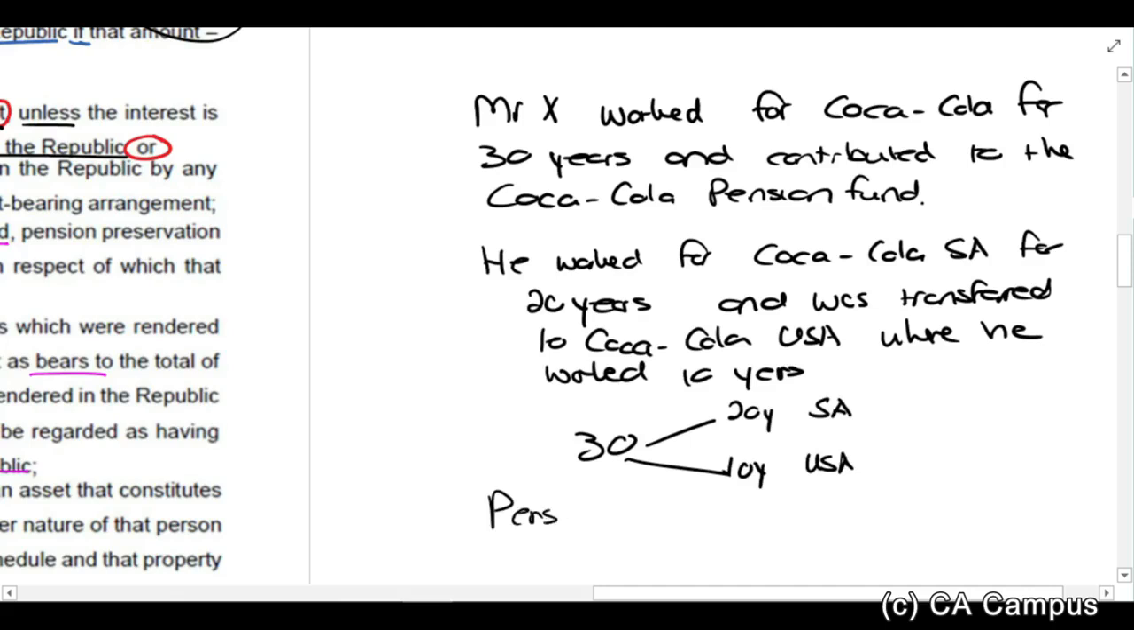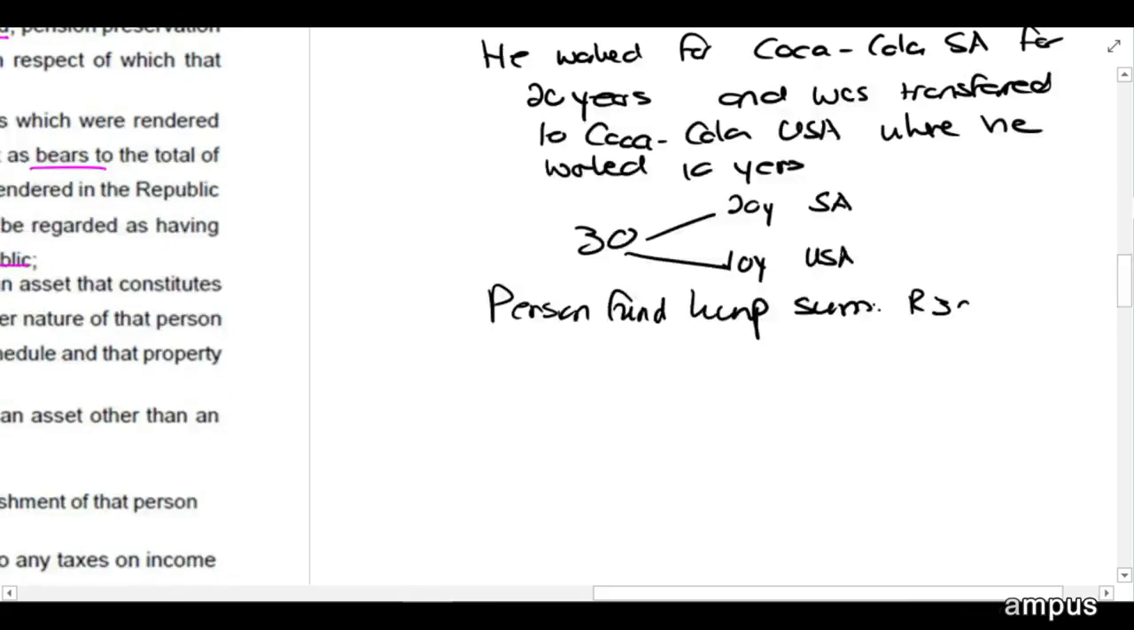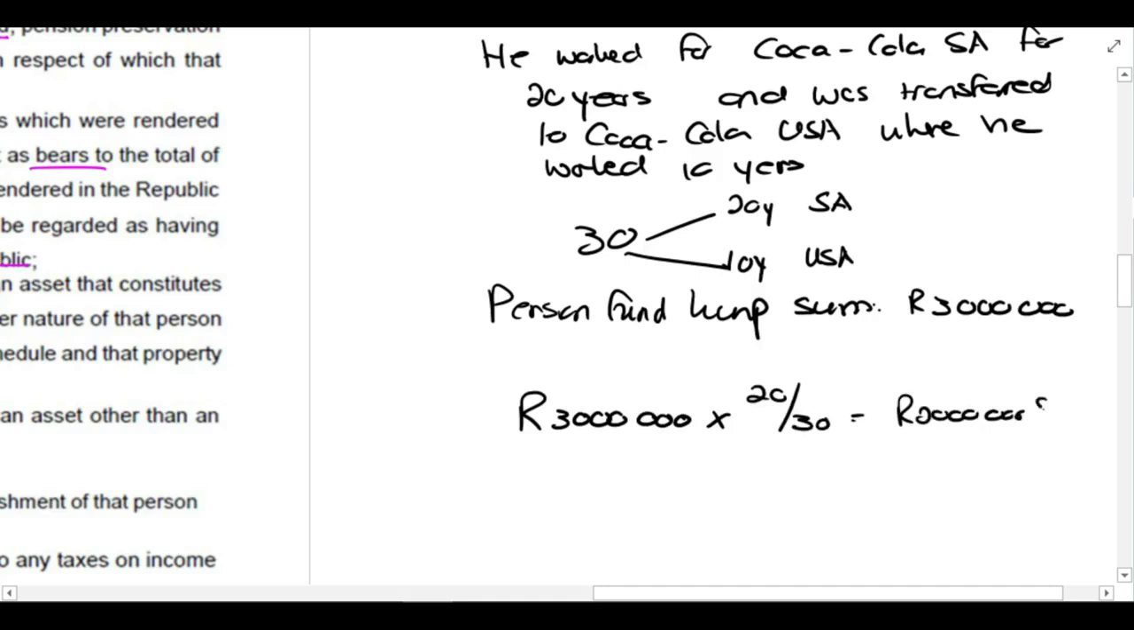Now that pension fund pays him a monthly annuity or a lump sum. This is to make it a little bit simpler. It pays him a lump sum of, I'm just going to make it a little bit easier, 3 million rands. That's how much it gets out. So, what is from the South African source? 3 million times 20 over 30. So, 2 million is from a South African source. And 3 million times 10 over 30, 1 million is not a South African source.